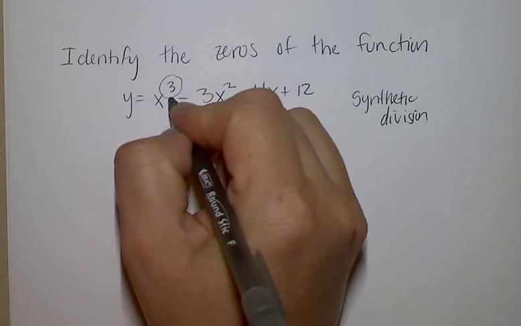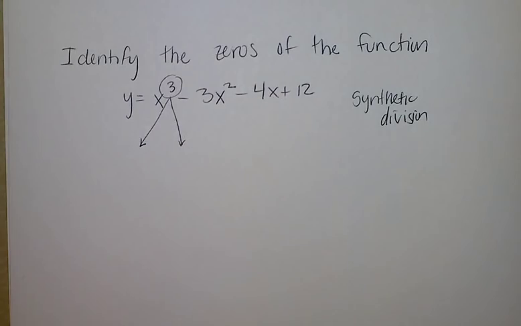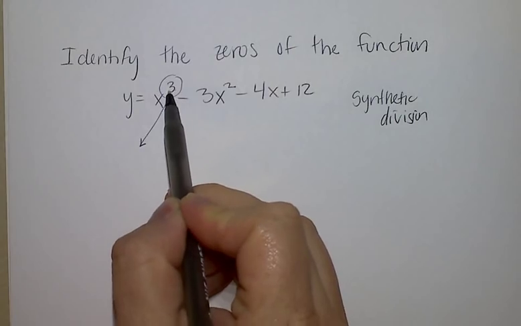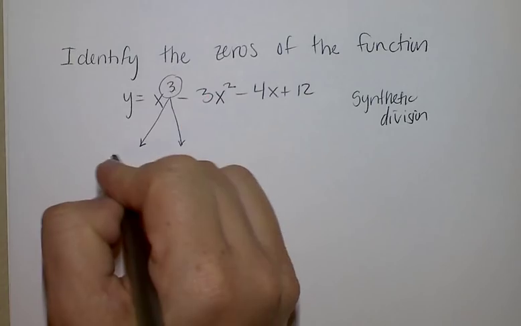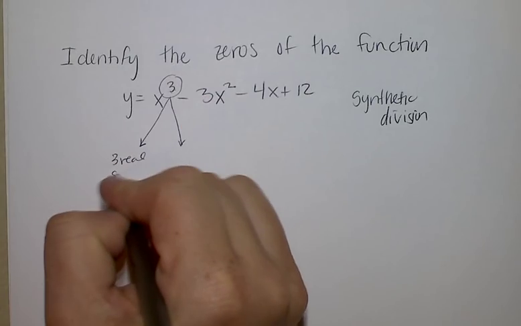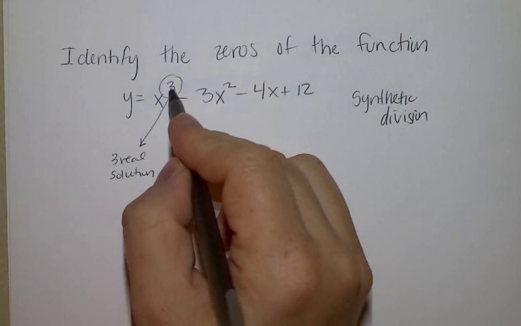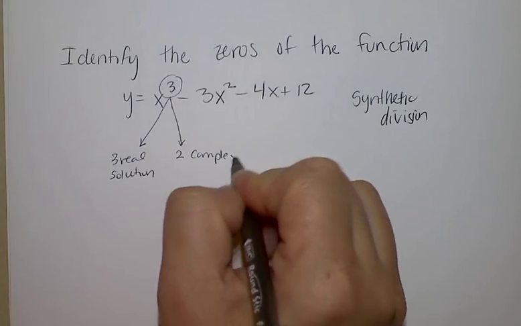Let's review what we learned last week. Last week, before you took the Unit 3 exam, we talked about the degree. This is a degree 3. Degree 3 means you could have a maximum possible of 3 real solutions. Again, I want to emphasize maximum possible. Or you could have a maximum possible of 2 complex and 1 real.